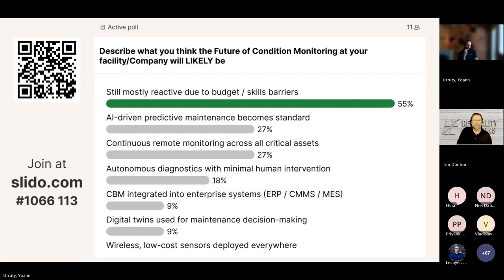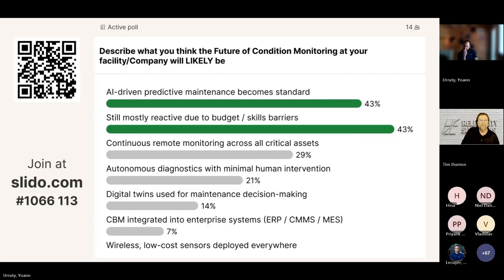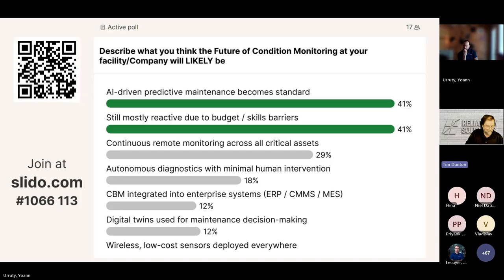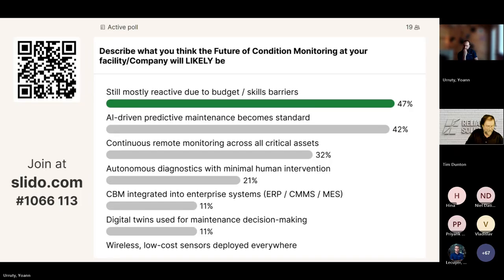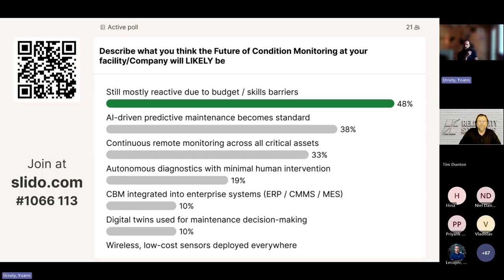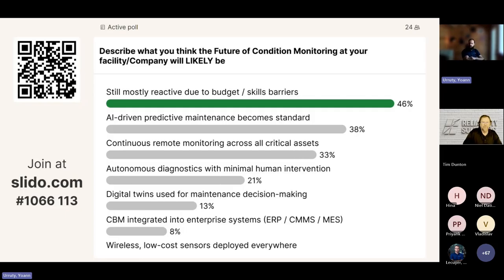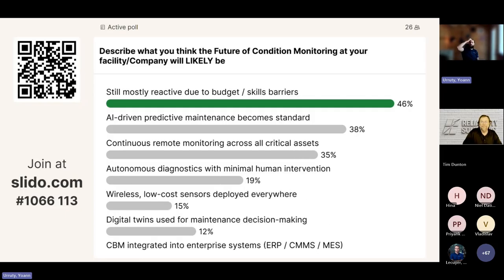Interesting trend. We have 20 answers so far out of 74 participants. All right, we're starting to see a trend here.